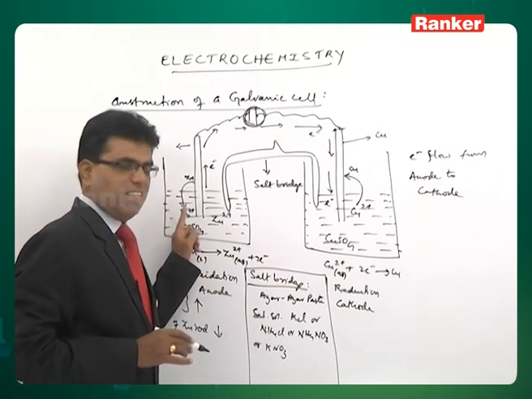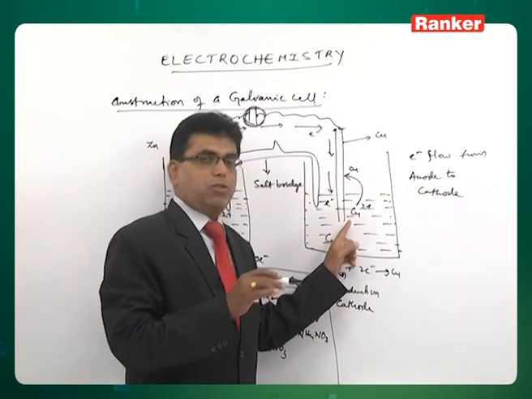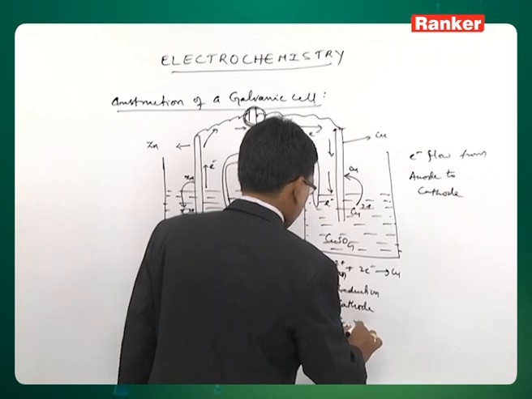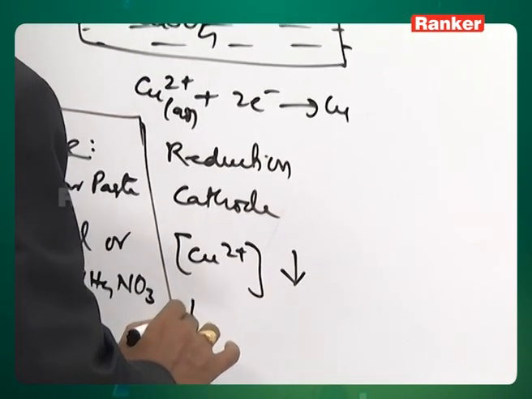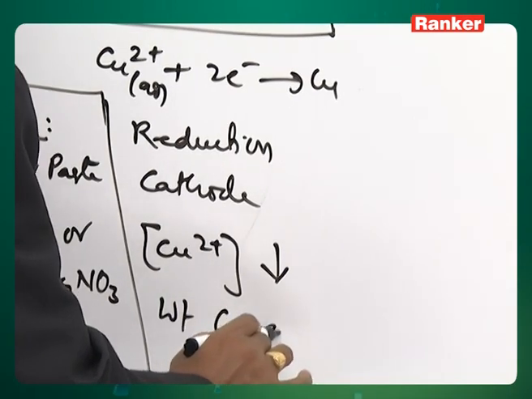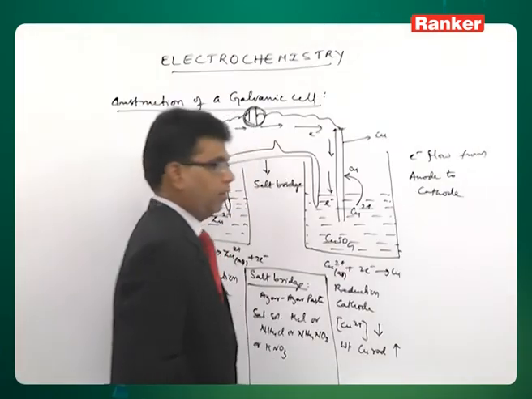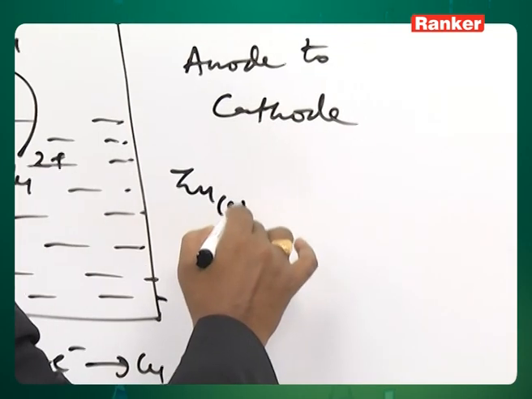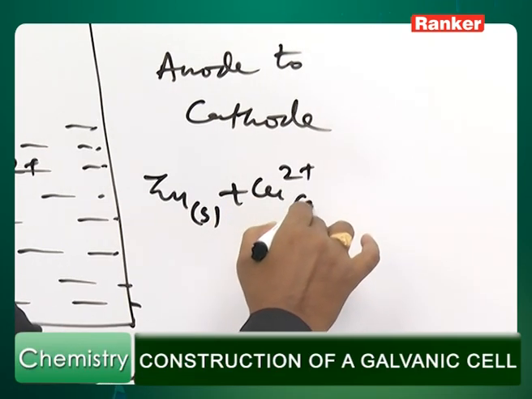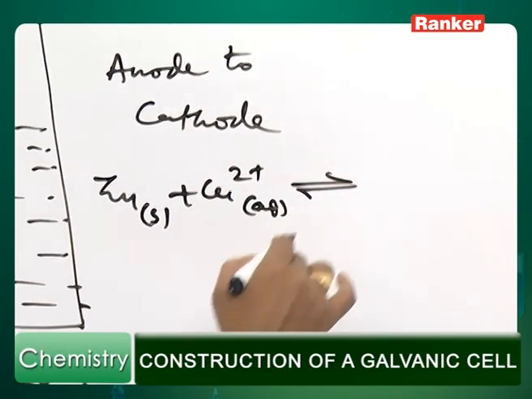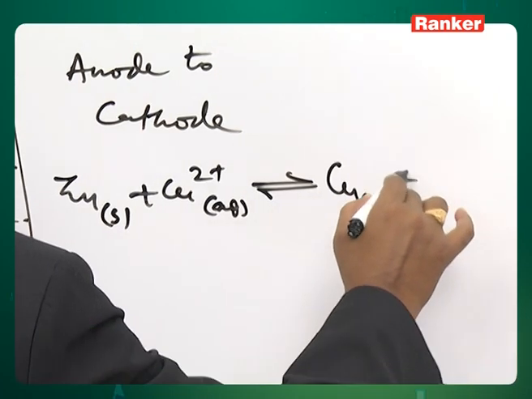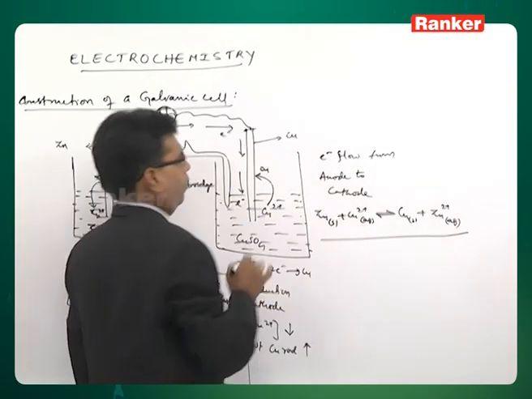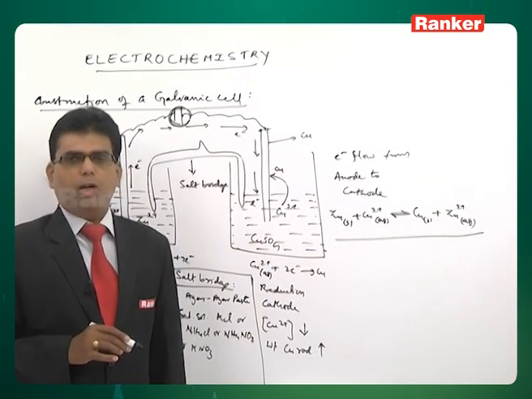So, zinc ion concentration is increasing. Here cupric ions from the solution are getting deposited as copper on the metal rod. So, here what happens? Cu2+ ion concentration in the solution decreases, the weight of the copper rod increases, and so the overall reaction is Zn plus Cu2+ to Cu plus Zn2+. This is the overall reaction involved in this zinc copper couple.